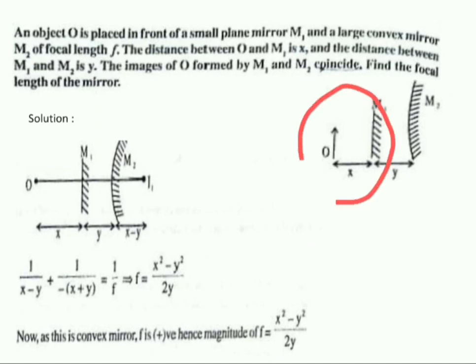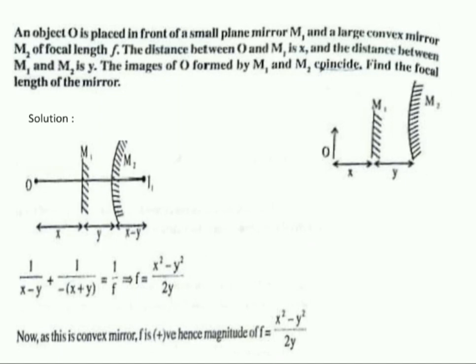See, in the question they have given you x and y. x is the distance between object and mirror. Between the mirrors the distance is y. Then the image of O formed by M1 and M2 has to coincide. What should be the focal length of mirror? So they are asking you the image formed by M1 and image formed by M2 has to coincide. So let's see how to solve this question.